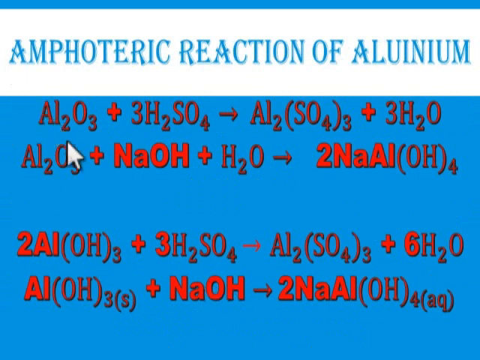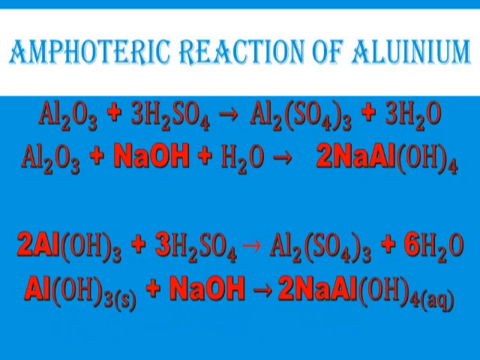So aluminium oxide reacts with tetraoxosulfate(VI) acid to give you aluminium tetraoxosulfate(VI), which is a normal salt, and then water. The same aluminium oxide reacts with a base called sodium hydroxide in the presence of water to give you sodium aluminium tetrahydroxide. Now aluminium hydroxide with sulfuric acid gives you the same aluminium tetraoxosulfate(VI), a normal salt, and water. Then aluminium hydroxide with sodium hydroxide will give you sodium aluminium tetrahydroxide.